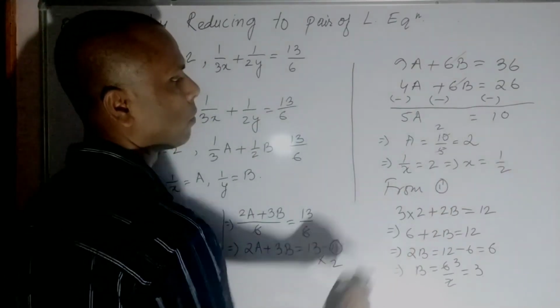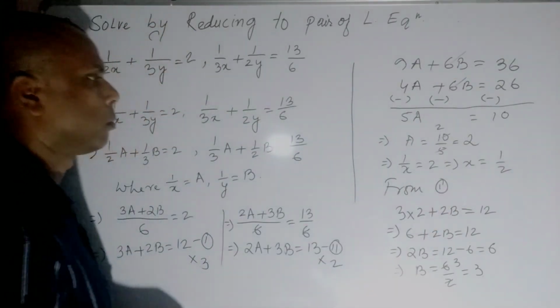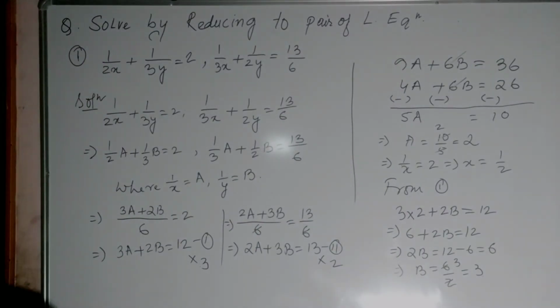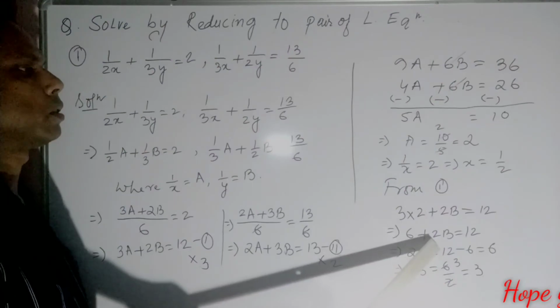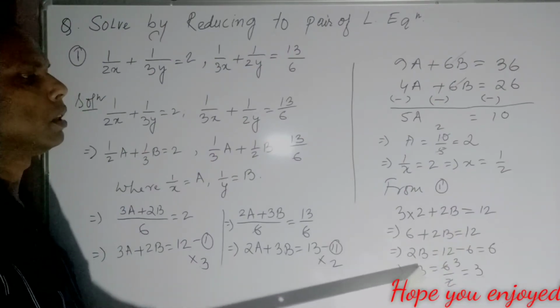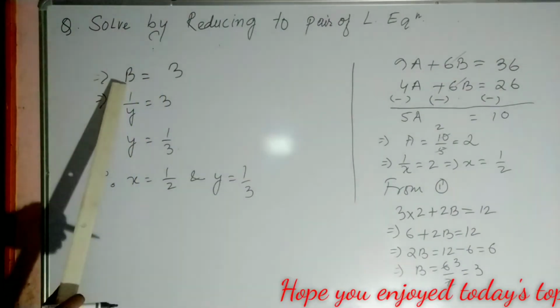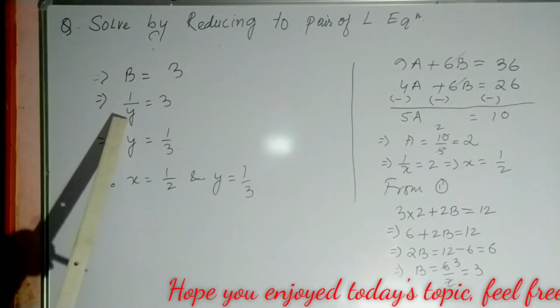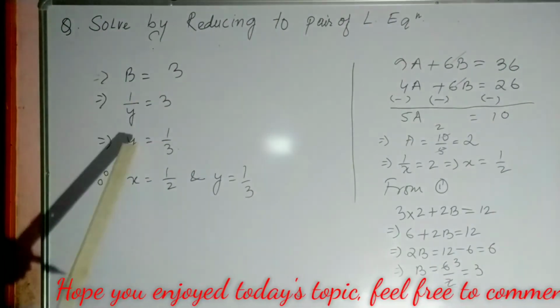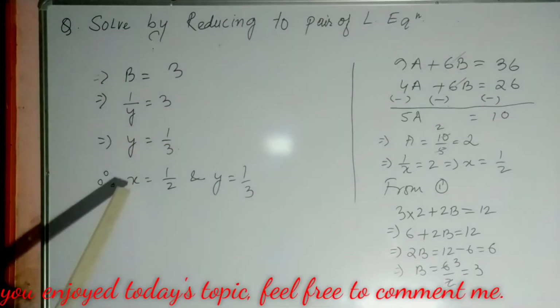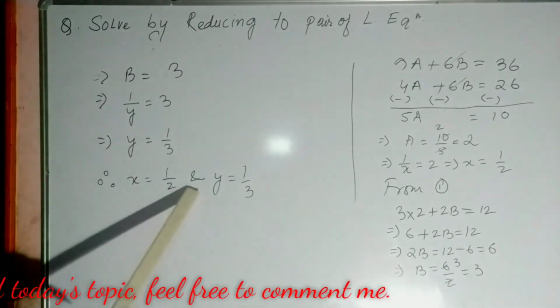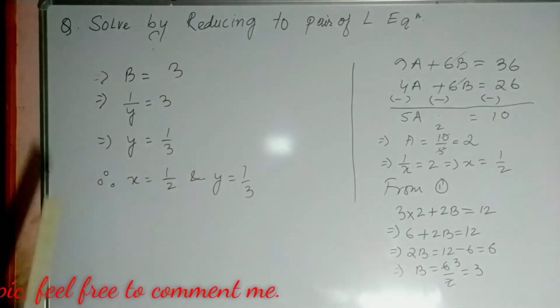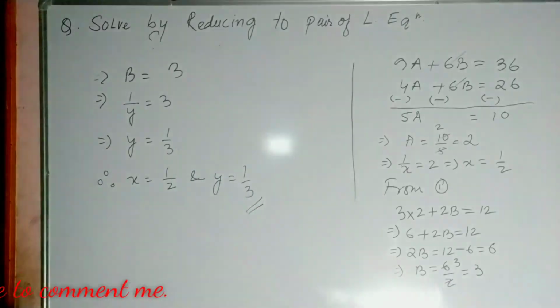From 1 we put the value of a, 3 twos are 6 plus 2b, so we got the value of b as 3. So b we took as 1 by y equal to 3, so y is 1 by 3, therefore we have x equal to 1 by 2 and y equal to 1 by 3 as our answer.